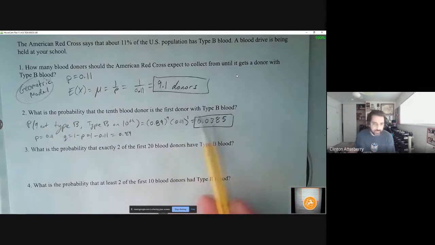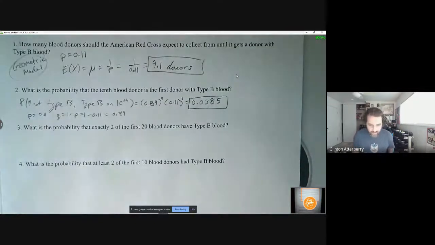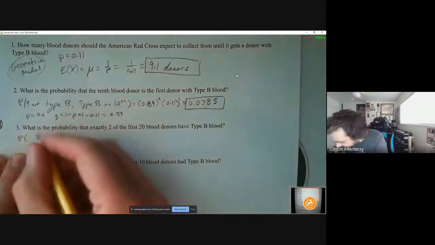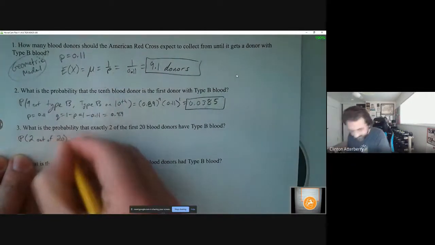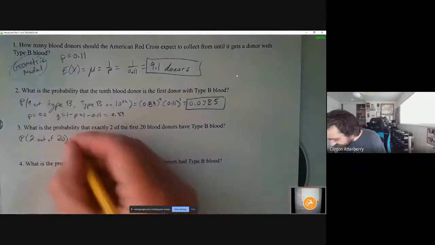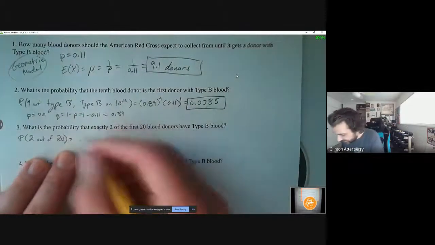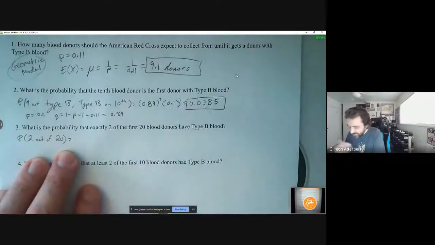There we go. Okay, so what is the probability that exactly 2 of the first 20 blood donors have type B blood? This is where it gets a little tricky. The probability that you get exactly 2 out of 20. So we'll say 2 out of 20. So not less than 2, not more than 2. That's the next question. Okay, this is exactly 2. So when it's exactly a number, expect maybe something like 3, 4, 5, or maybe it might be 3 out of 10, or whatever it is. Remember, it's going to be new numbers, new stuff, but it'll be the same kind of problem.